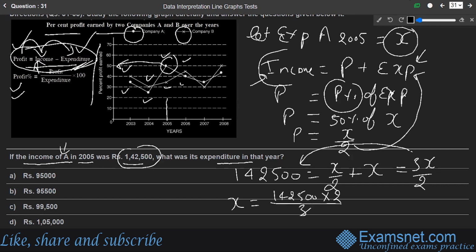If we solve this further, 3 4s are 12, then 2 is the remainder, 3 7s are 21, then 1 is the remainder, 3 5s are 15, and 2 zeros are there. So we can calculate this. The value of X is coming out to be 95,000. So this becomes the right answer for us. The expenditure value in the year 2005 for A is nothing but 95,000, which is available in option A.